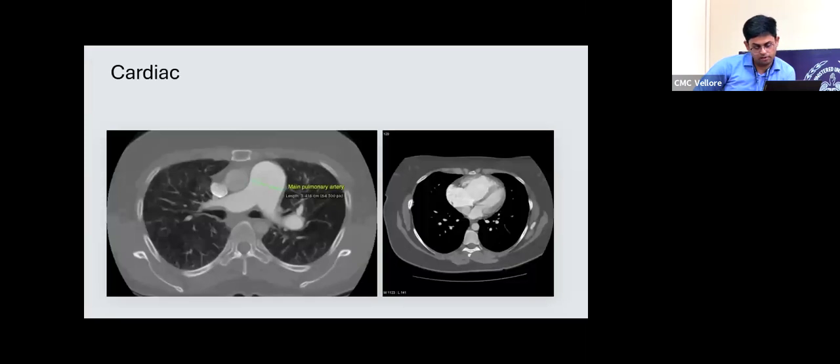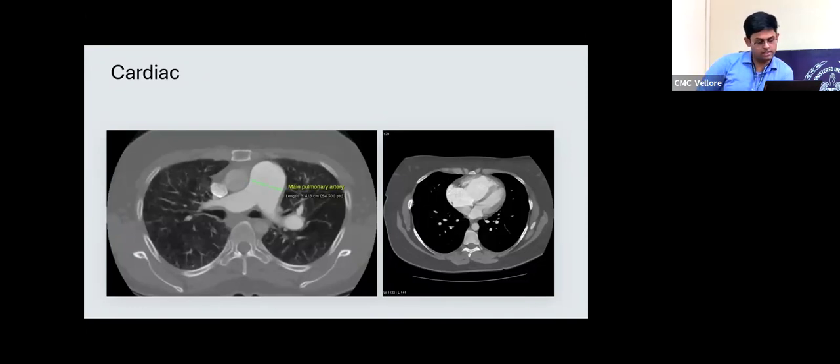An enlarged pulmonary trunk measured at the pulmonary artery bifurcation, more than 2.9 centimeter, in the background of suspicion of pulmonary hypertension, points towards pulmonary hypertension. Main pulmonary artery to ascending aorta ratio more than 1 indicates that the pulmonary artery is dilated, and with other features of pulmonary hypertension, it indicates pulmonary arterial hypertension. Usually the ratio will be less than 1.